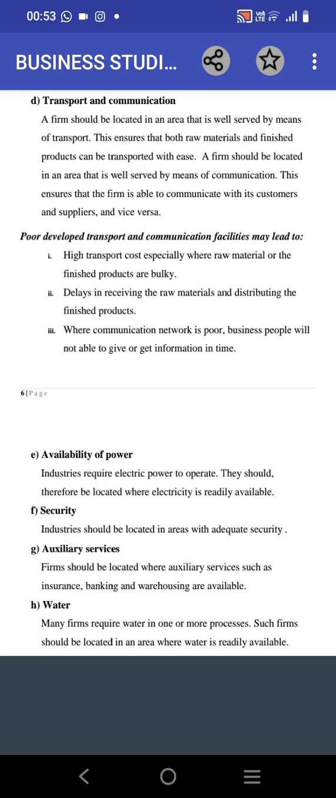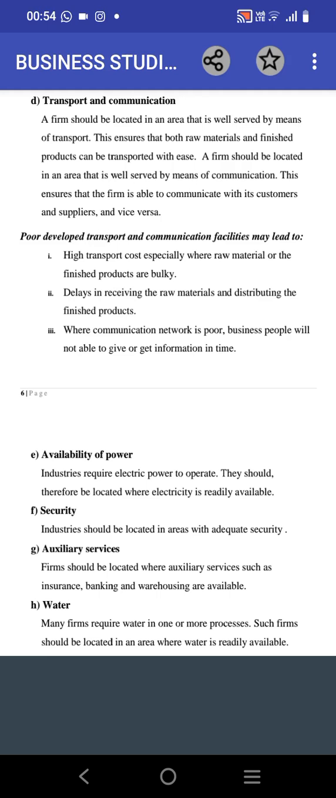Poor development of transport and communication facilities may lead to what effects? High transport costs, especially where raw materials or finished products are bulky. Delay in receiving raw materials and distributing the finished products. Where the communication network is poor, business people will not be able to give information in time.